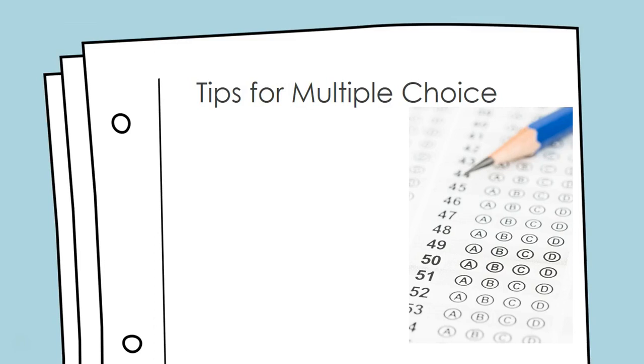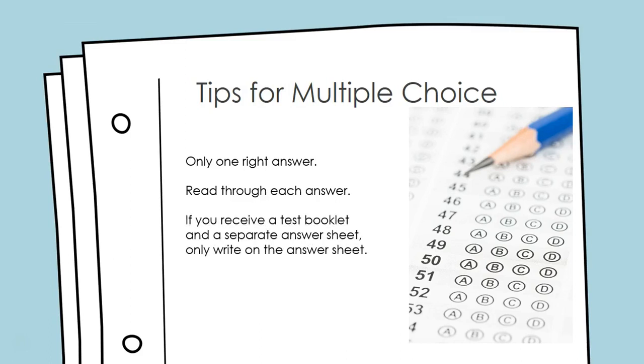So tips for multiple choice questions. There is usually only one right answer. If you're not sure, it's usually okay to skip. You must read through each answer, read through all of the possibilities. That way, one, you can learn more words by reading all of the answers, but also just to make sure you didn't miss anything. If you receive a test booklet and a separate answer sheet, only write on the answer sheet.